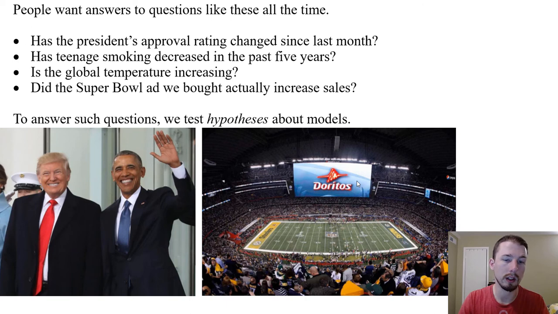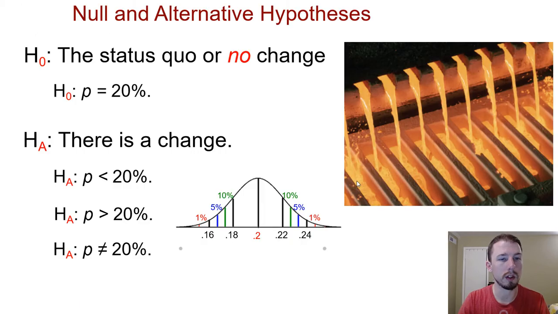So to answer questions like these, we test hypotheses about models. So that's hypothesis testing, which is really, really powerful stuff. We have 2 hypotheses. We have the null hypothesis, which we denote H naught. Naught, like 0, means null, or no difference, in other words. And then HA, which is the alternative hypothesis. If we have enough evidence to reject the null hypothesis, then we would go instead with the alternative hypothesis.